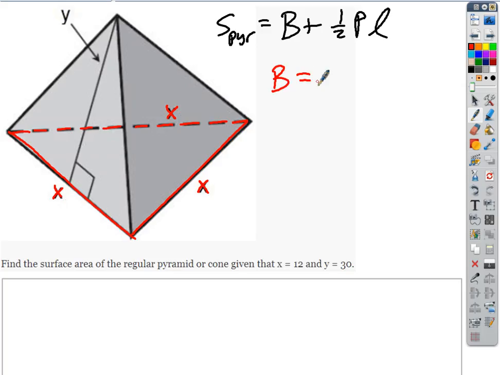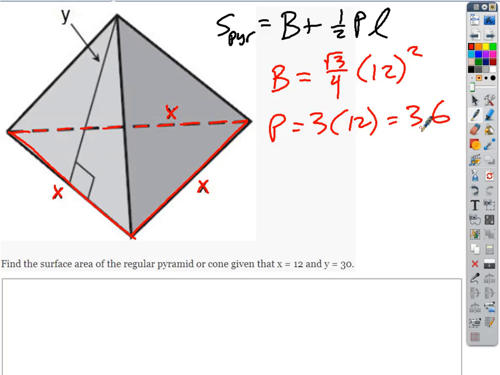Does anybody remember the formula for the area of an equilateral triangle? Square root of 3 over 4 times side length squared. In this case, x squared, and x is given to us as 12. So there's the base area. Base perimeters are always very easy to find. If it's a regular shape where all the sides are the same, times 3. Just multiply the side length times the number of sides. So the perimeter is 3 times the side length 12, which is 36.